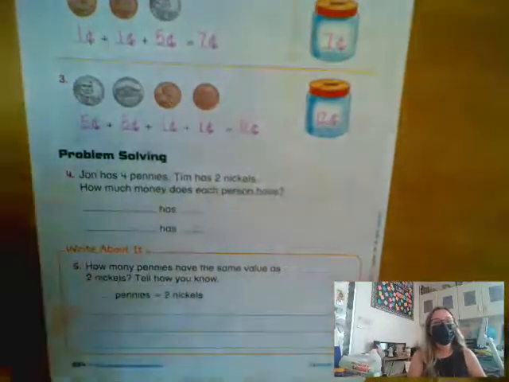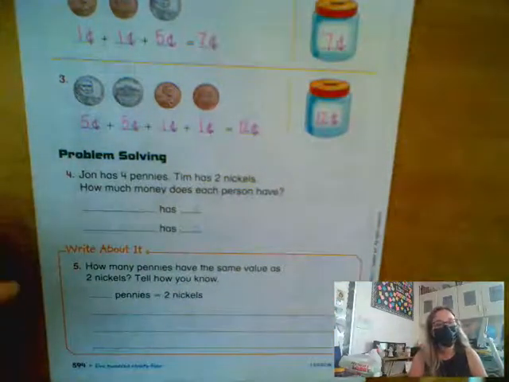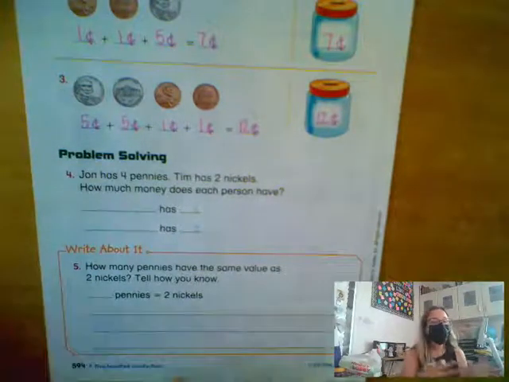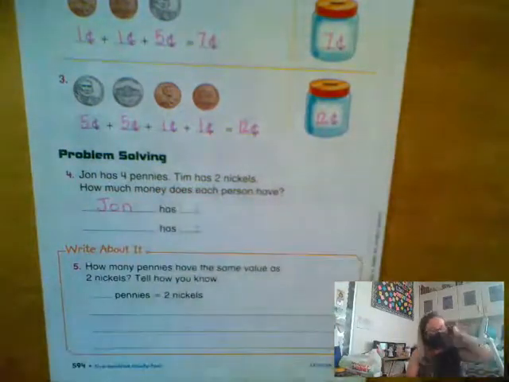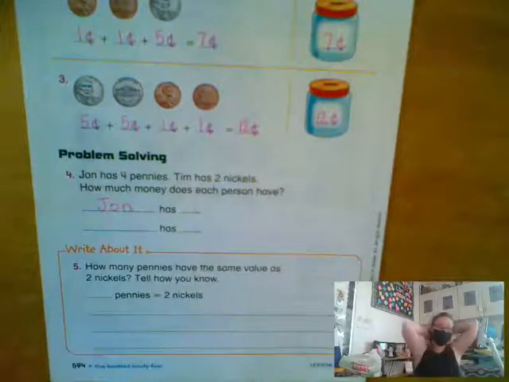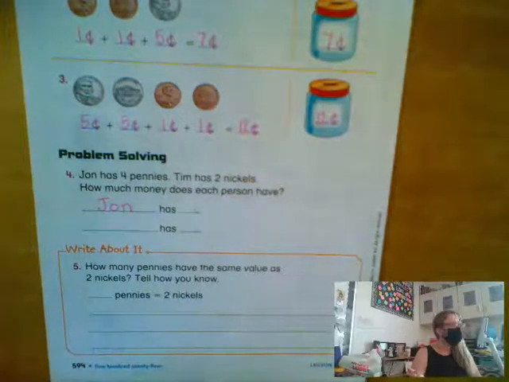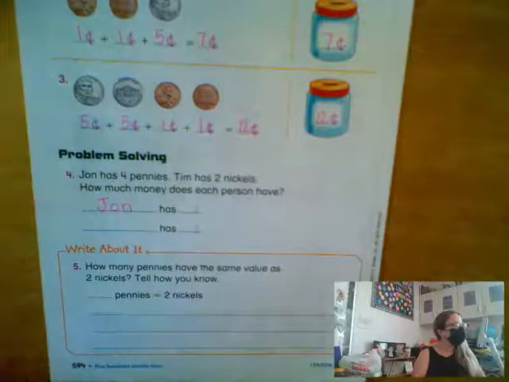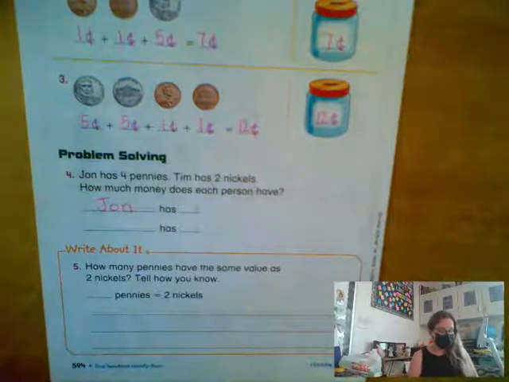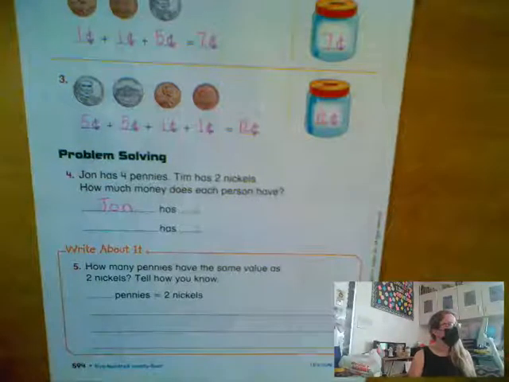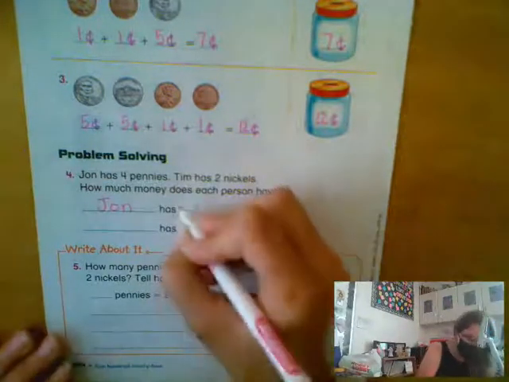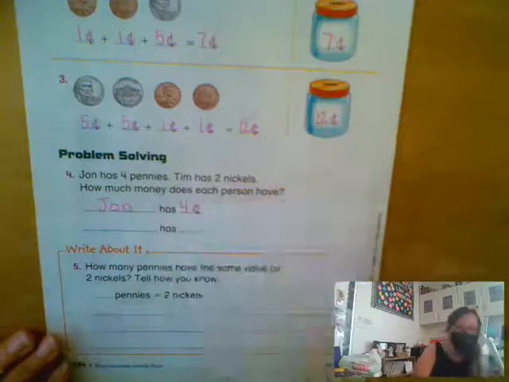All right. So John has 4 pennies. Tim has 2 nickels. So how much does each person have? Start by writing John on the first line. And John has 4 pennies. So how much money does he have? 4 cents. Good job. So everybody put John has 4 cents.